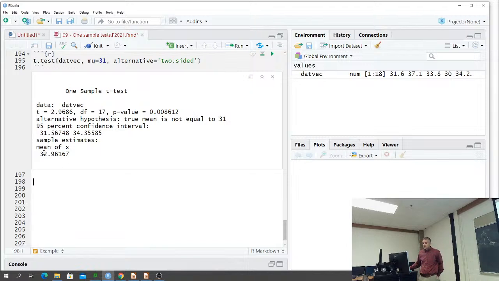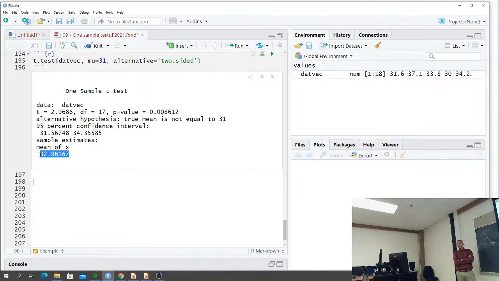It also tells us the mean of our vector. That's the mean of dat_vec, which we drew from 33. This one's 32.96, so we're close. We're testing, is this value close enough to 31 to where we can conclude, yes, it is 31. And then it also generates a 95% confidence interval of our mean.